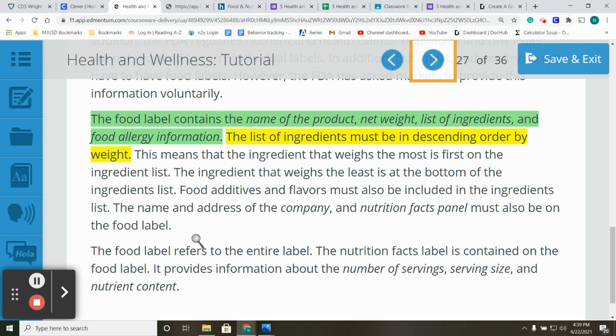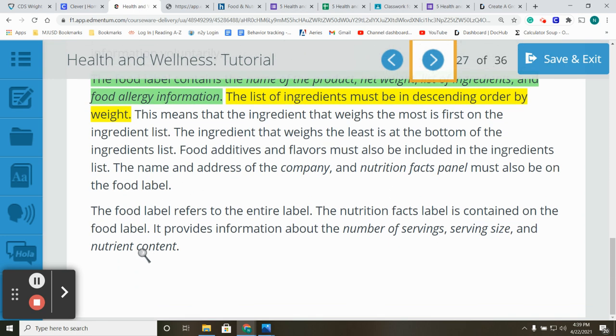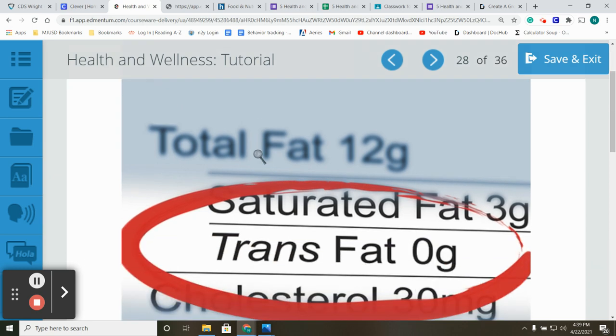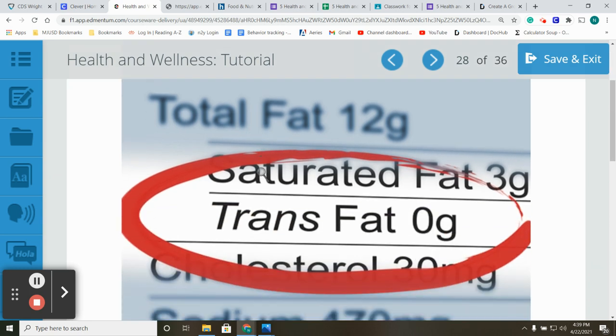The name and address of the company and nutrition facts panel must also be included on the food label. The food label refers to the entire label. The nutrition facts label is contained on the food label. It provides information about the number of servings, serving size, and nutrient content. Last week, the Suggestion Creative Arts project was to compare two nutrition labels.